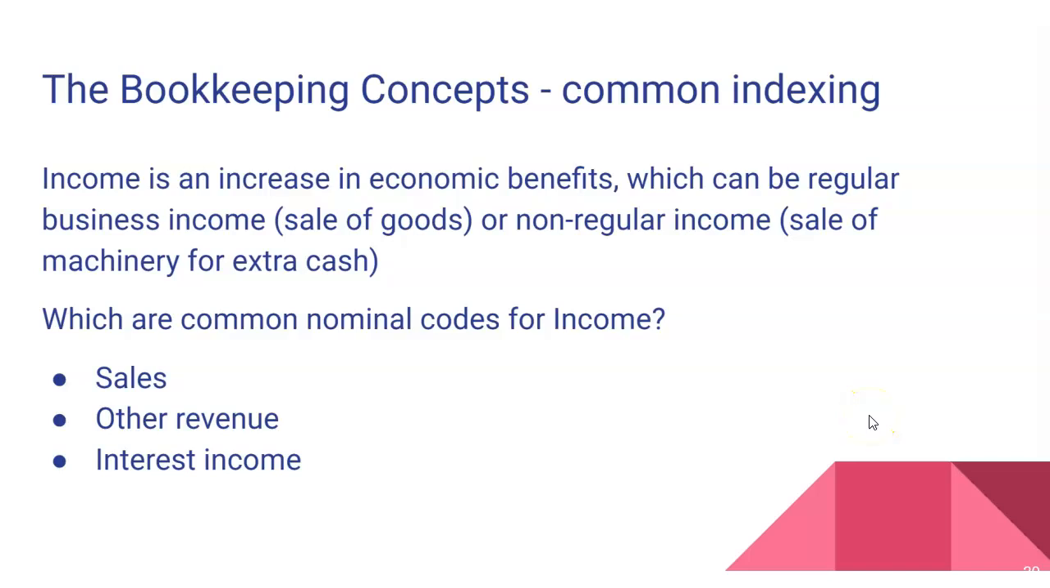So now let's have a look at 5 major accounts and the examples of the nominal codes available. One of them was income. Income is an increase in economic benefits, which can be a regular business income, sale of goods or services, or non-regular income, so not something that is consistent, sale of machinery, for instance, for extra cash. The common nominal codes we use to record income received are either sales for the business's regular income, or other revenue for sale of equipment, let's say, or interest income that we receive from savings on a bank account.